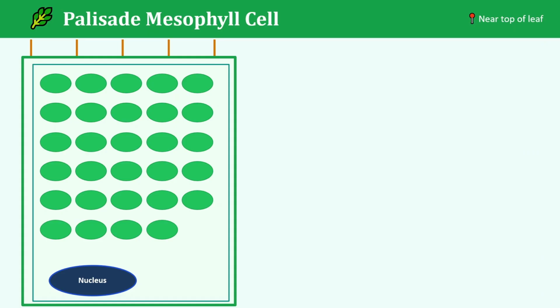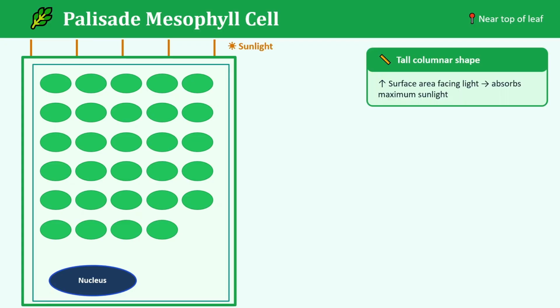The fifth specialized cell is the palisade mesophyll cell, found near the top surface of leaves, right where sunlight hits first. Look at the diagram. Two things immediately stand out. First, the shape, tall and narrow, like a column. This shape maximizes the surface area of the cell that faces upward toward the light, so more light is absorbed. Second, look inside. Chloroplasts everywhere, packed in neat rows from top to bottom of the cell. It has more chloroplasts than almost any other plant cell.